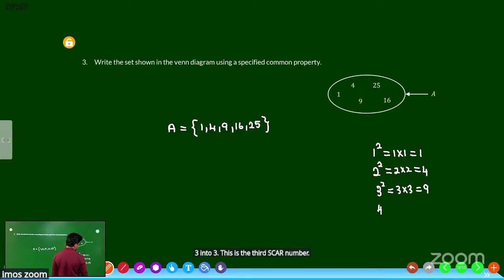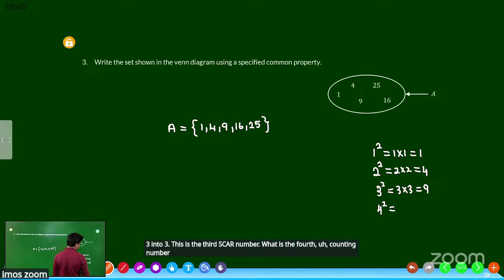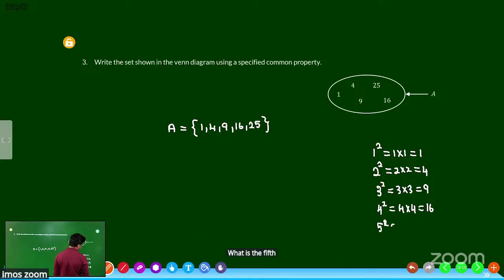What is the fourth counting number? 4. 4 square is 16. It is the fourth square number. What is the fifth square number? 5 square. 5 into 5, 25.